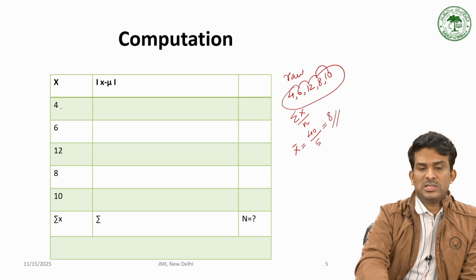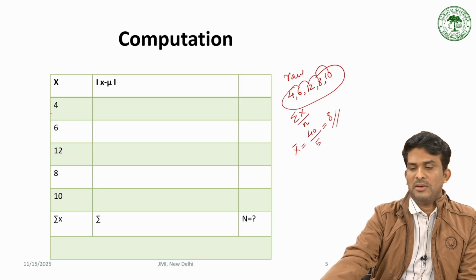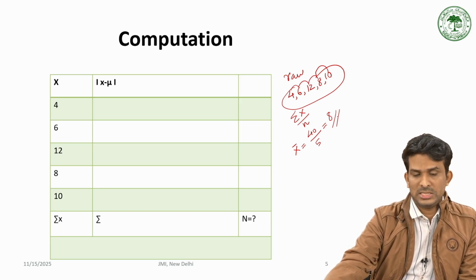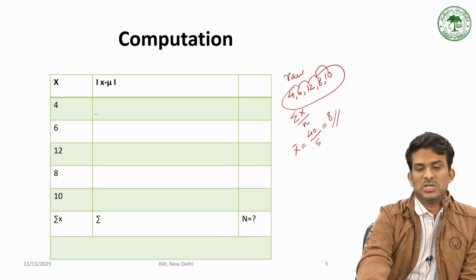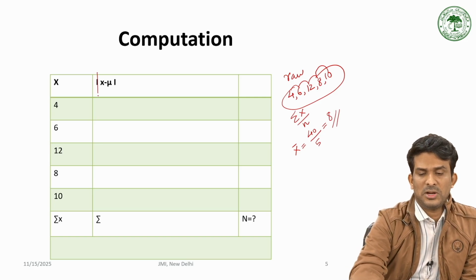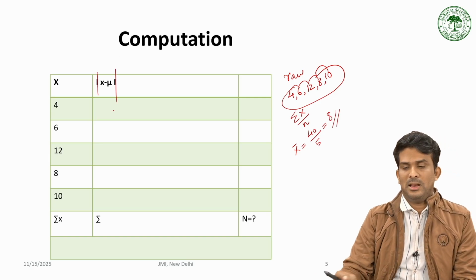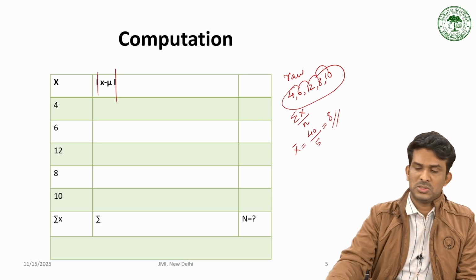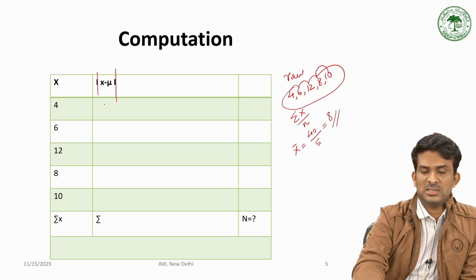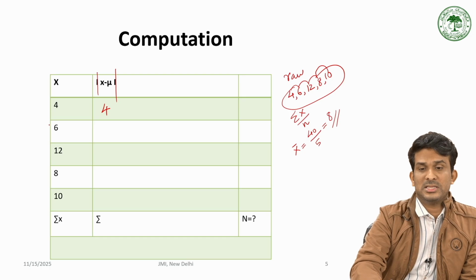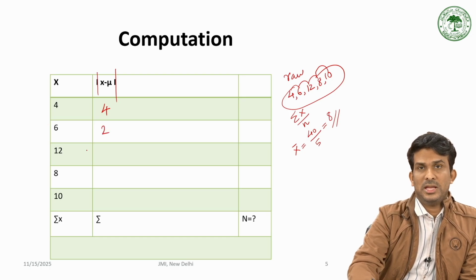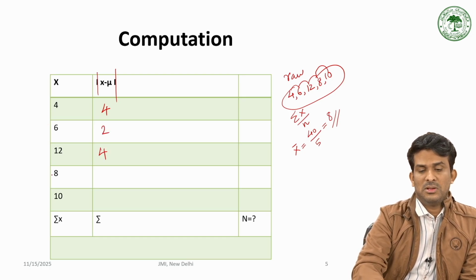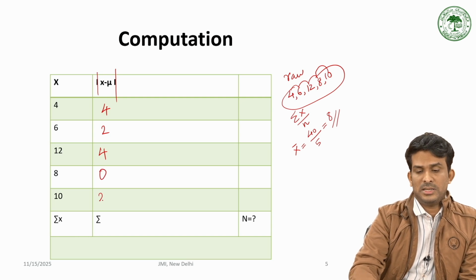4 is the x now. What is x bar? 8. Since it is modulus, we don't want to consider whether it is negative or positive. So the difference between 8 and 4 is 4. 8 and 6 difference is 2. 8 and 12 difference is 4. 8 and 8 difference is 0. 10 and 8 difference is 2.